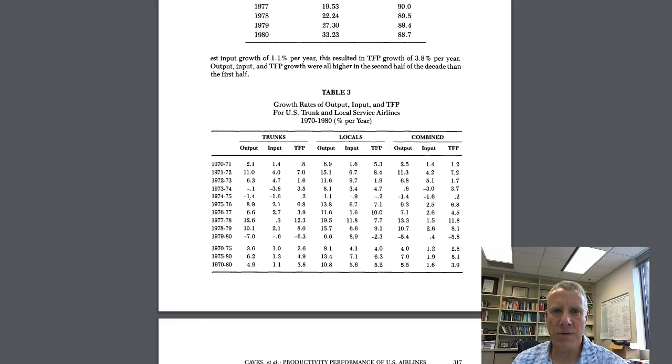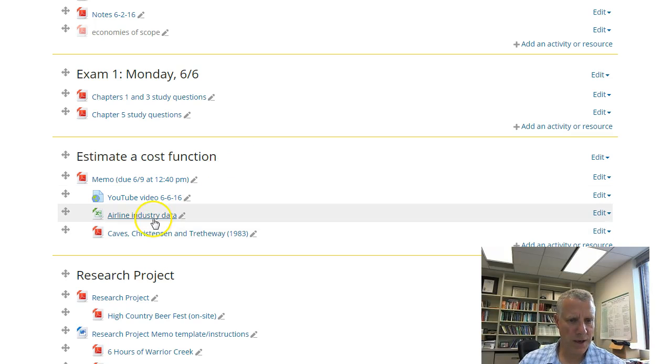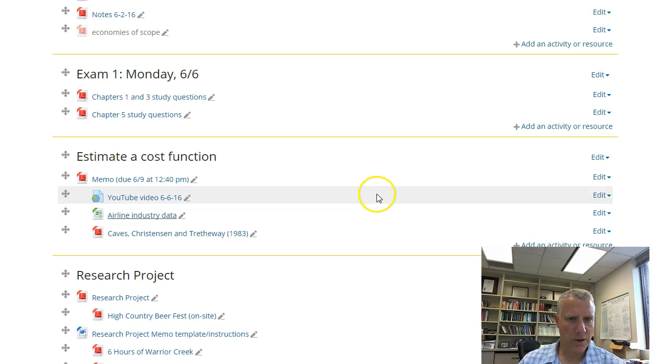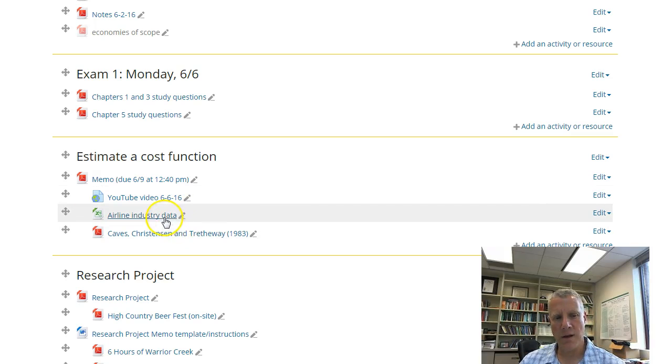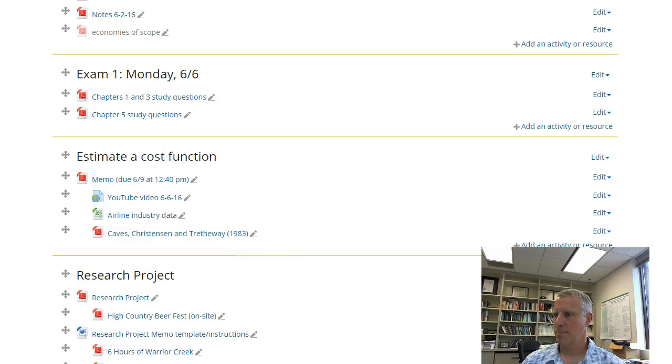It's just there in case you want to see where the data comes from, just to convince yourself that this is real data. If you click on airline industry data, the Excel spreadsheet will download. I just clicked on the spreadsheet, and it's going to open up here for us in a minute. There it is.